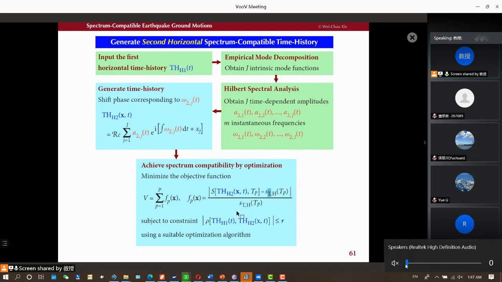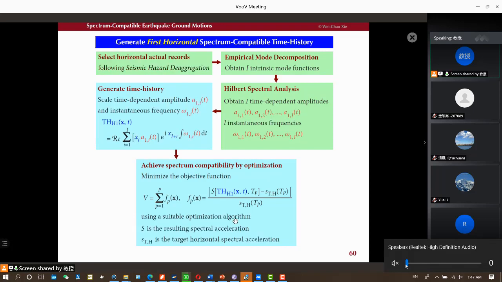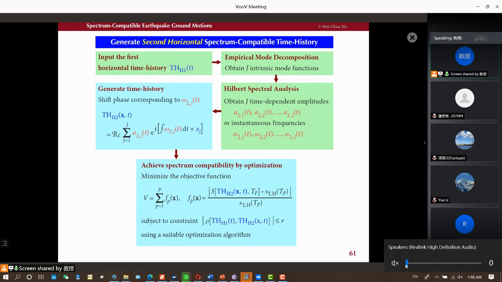For the second horizontal direction, we use the first time history, obtain IMF, and find the amplitude and the frequencies. Now here we only perform a shift in the phase angle because the first time history is already spectral compatible. Okay, and then we minimize the error again, and the correlation coefficient between these two time histories should be less than a code specified value, for example 0.16.